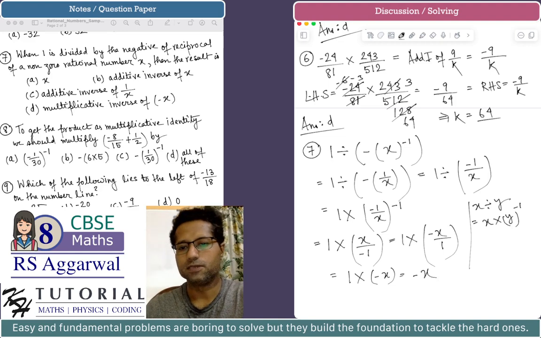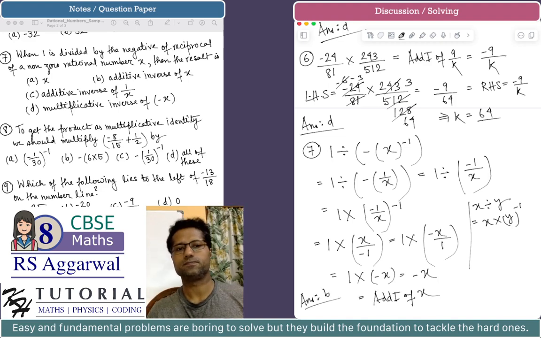So what is minus x? Minus x is nothing but the additive inverse of x. So the correct choice is B. B is the correct choice.